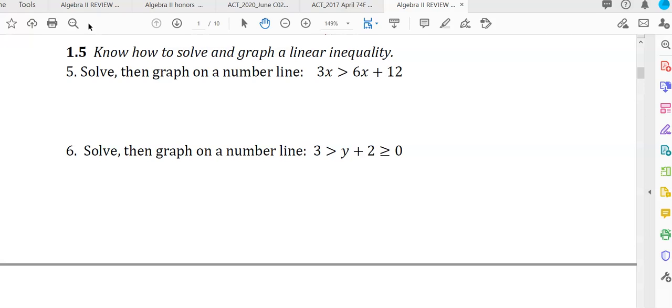So solve and graph a linear inequality. So graph on a number line. So this is on a number line type of graphing. So let's just kind of solve this if we can. So I'm going to subtract 6x. So I get negative 3x less than 12. Divide by negative 3. Now remember, when you divide by negative, what do you have to remember to do? Switch the direction of the sign. So x less than negative 4. So on a number line, negative 4. Open circle at negative 4, arrow to the left. That'd be the graph of that.